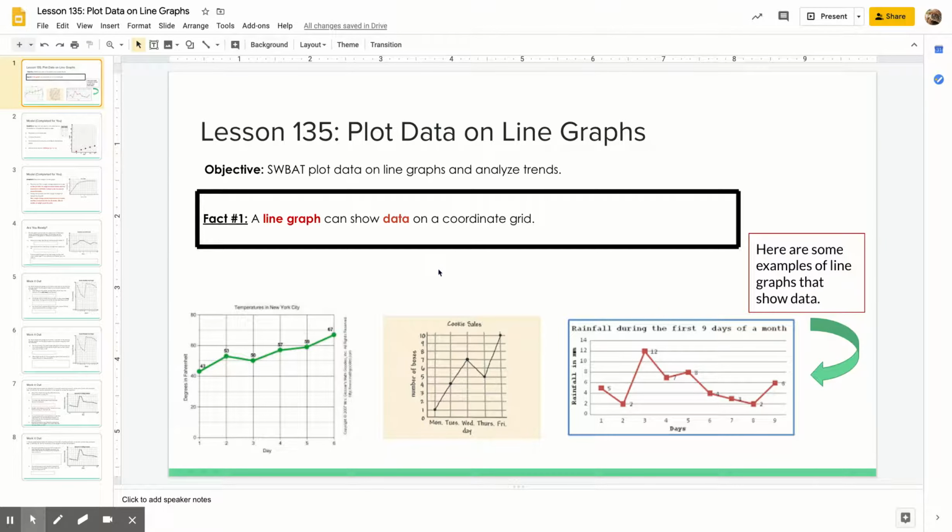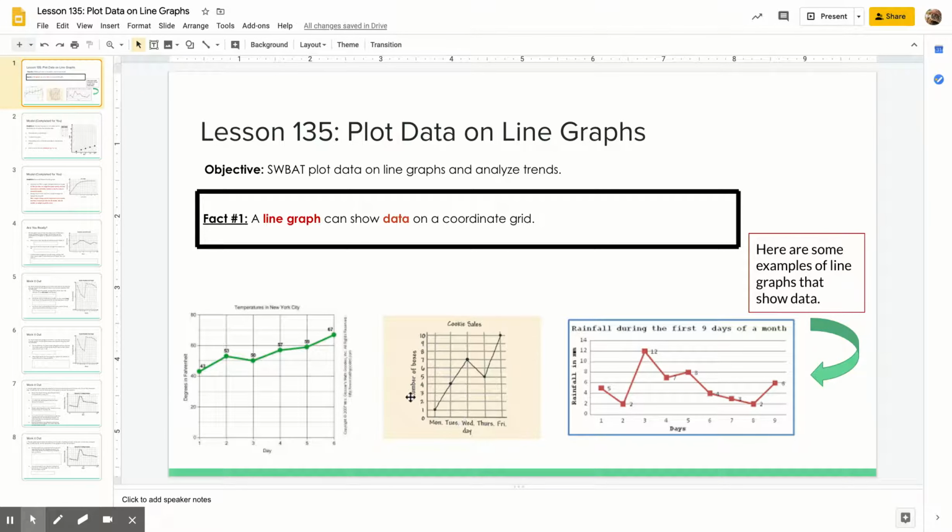You've probably seen line graphs before, but down along the bottom, there's 3 examples of what they could be. They could be about temperature, they could be about sales of cookies, they could be about rainfall during a month. So you'll notice that on both axes, on both the X and the Y, there are labels telling you what it's measuring. So a line graph can show data on a coordinate grid. So basically the X-axis is for one variable and the Y-axis is for another. So on this one, it says days and degrees.